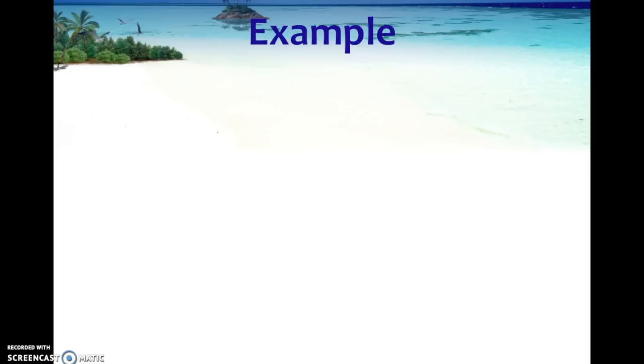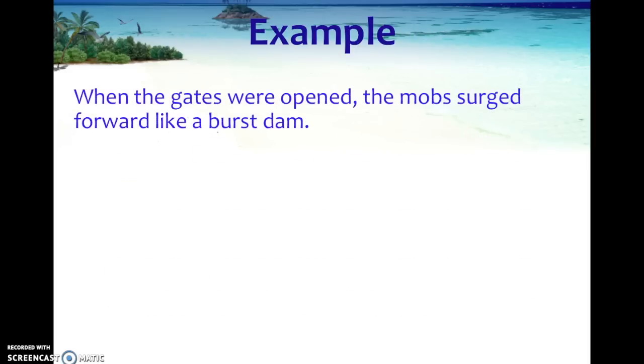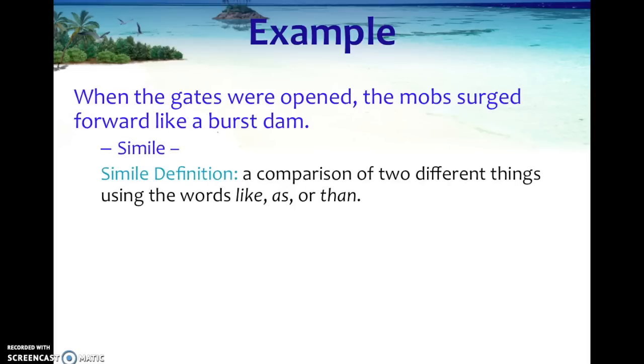The first example says, when the gates were opened, the mob surged forward like a burst dam. If you read that, hopefully in your head you figured out that that's an example of a simile. And we know that a simile means that we are comparing two different things or people, places, or ideas, and we're using a comparison word such as like, as, or than to make that comparison.